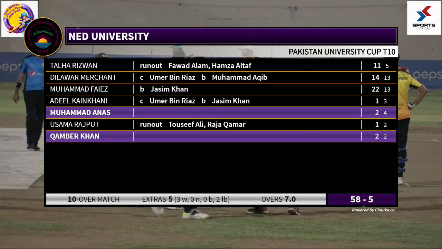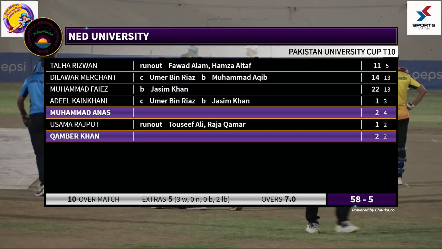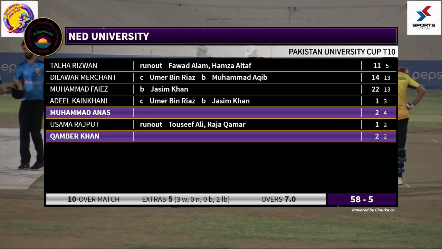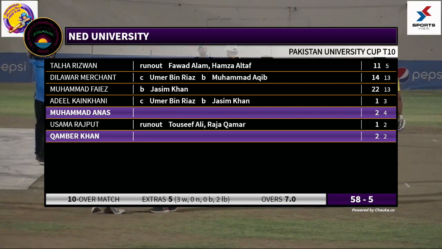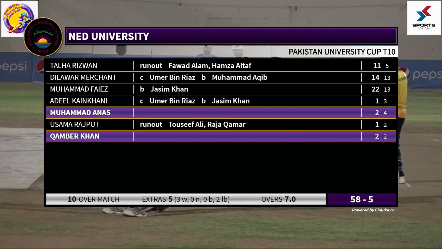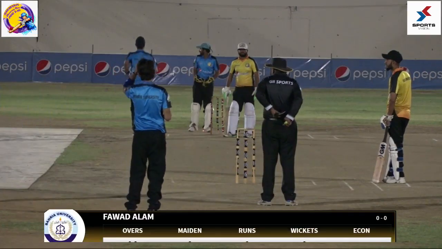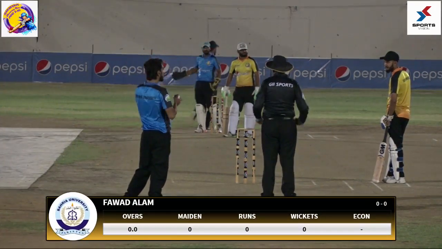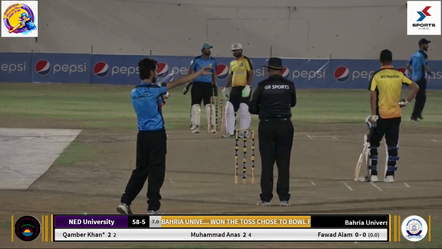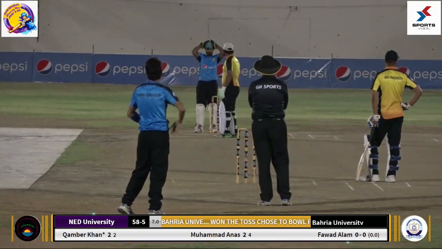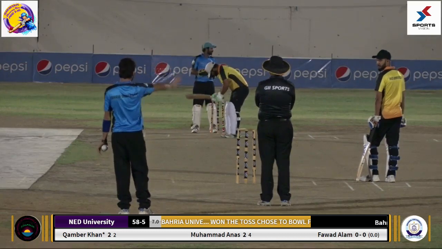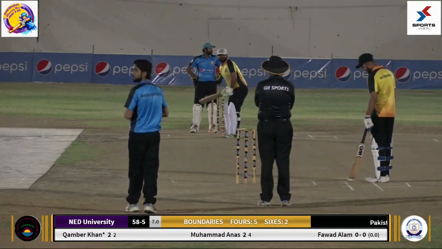So the first semi-final is being played for Pakistan University. Bahria University won the toss and they opted to field first. So NAD started well. From over number 2 to 5, they batted quite beautifully. But after that, Bahria University came back strongly here.